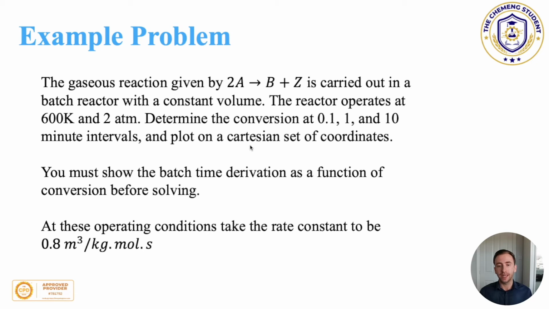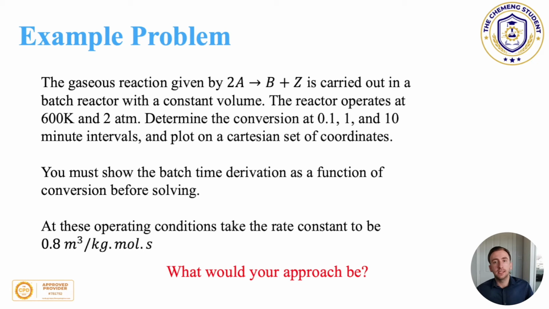We then want to plot on a Cartesian set of coordinates, and what you must do is show the batch time derivation as a function of conversion before solving. At these operating conditions, we are provided the rate constant as 0.8 meters cubed per kilomole second. So ultimately what we're going to do here is create a plot of conversion versus time. And the question is asking you for the derivation as a function of conversion. So what I would advise you to do is pause the video and see if you can solve this by yourself. Ask yourself, how would you approach this particular problem?